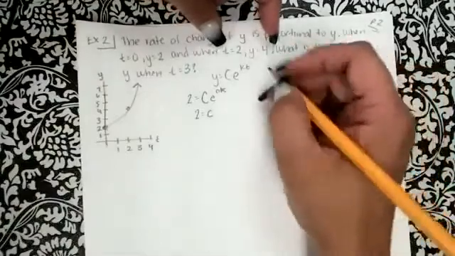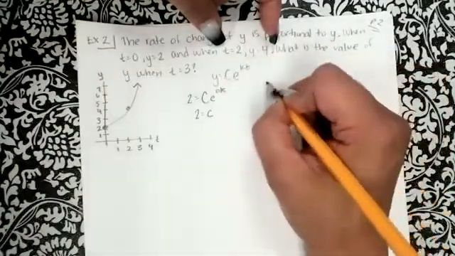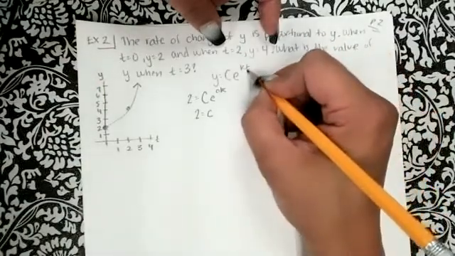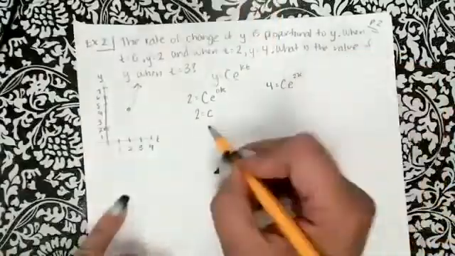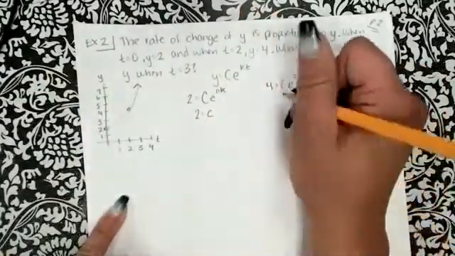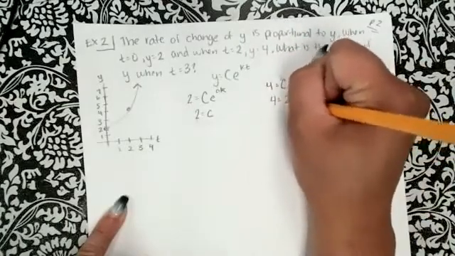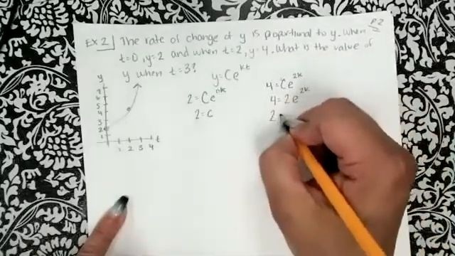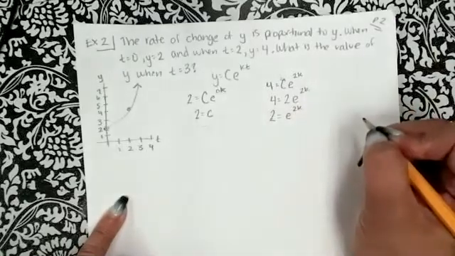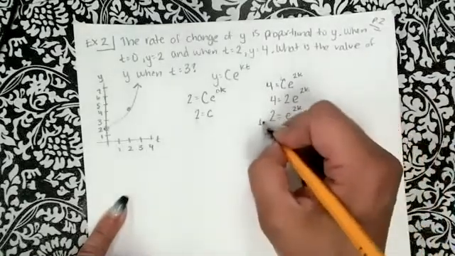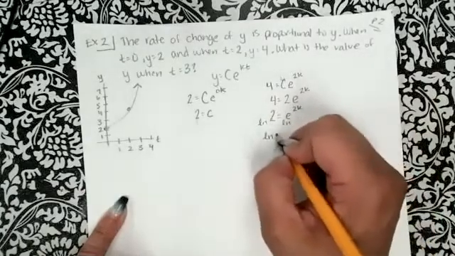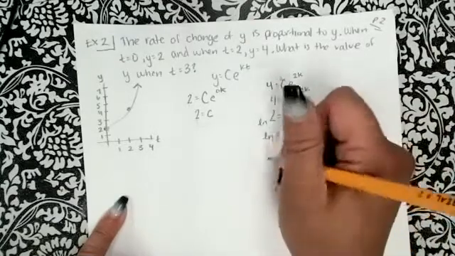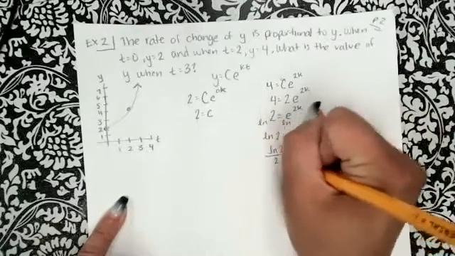Now let's use the other data. y is 4 equals c e to the k, I don't know k, but t is 2, so that's 2k. I found out that c equals 2, so I plug that in. I'm left with 4 equals 2 e to the 2k. I divide both sides by 2, so I get 2 equals e to the 2k. The opposite of e is ln, so I take the natural log of both sides. Natural log of 2 is equal to 2k. Solving for k, I divide both sides by 2, so natural log of 2 divided by 2 equals k.